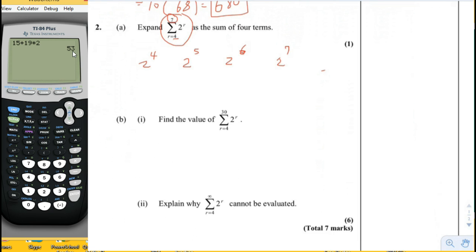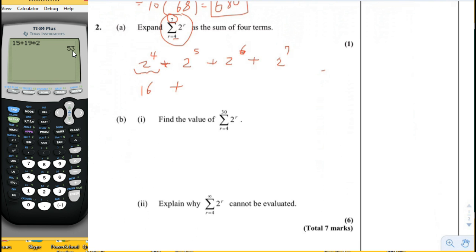Why did we stop at 2 to the 7th? Because the last index we should use is 7. And then we're going to add all these together. So we've expanded it. The other answer they might accept is if you go ahead and multiply these out. So 2 to the 4th is 2 times 2 times 2 times 2, which is 4 times 4, which is 16.